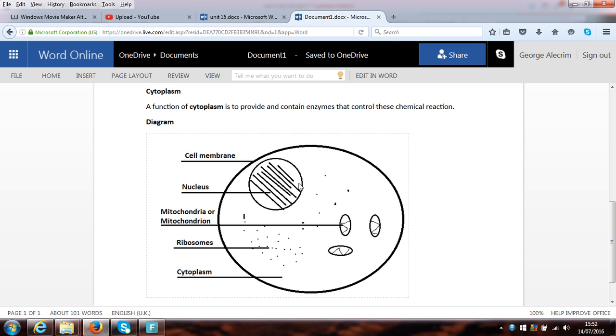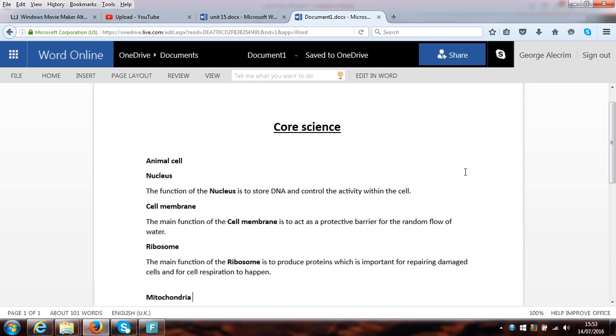The nucleus will always be the big thing here. The cytoplasm will always be the liquid. And the ribosomes will just be basic dots everywhere, and the cell membrane will just be a circle here. It is nothing to do with the cell wall. That is a completely different cell. However, that being said, this is all you need to know for animal cells in GCSE biology.